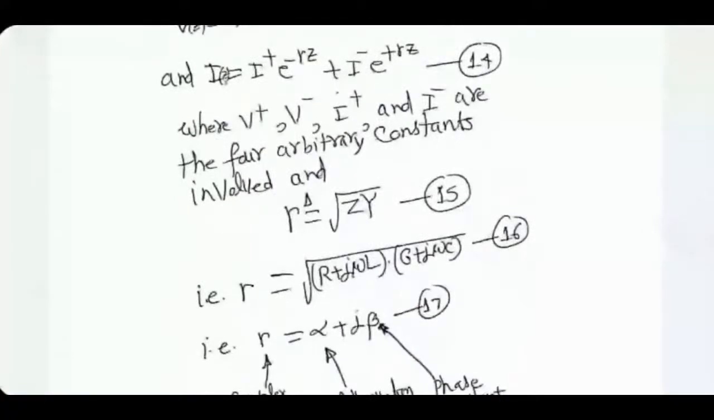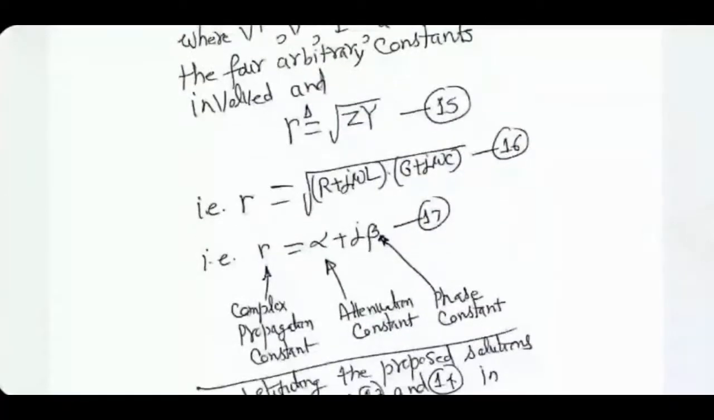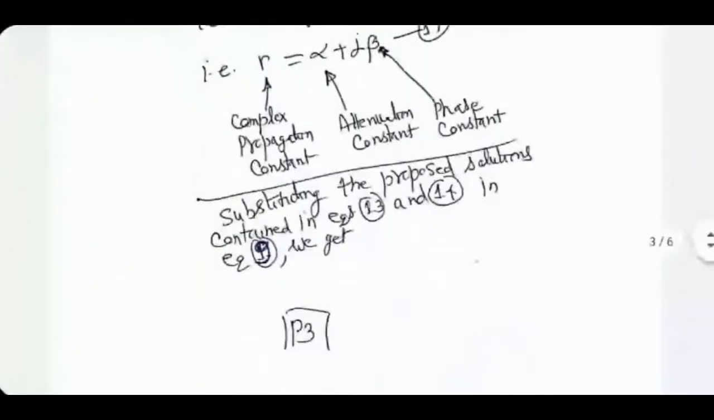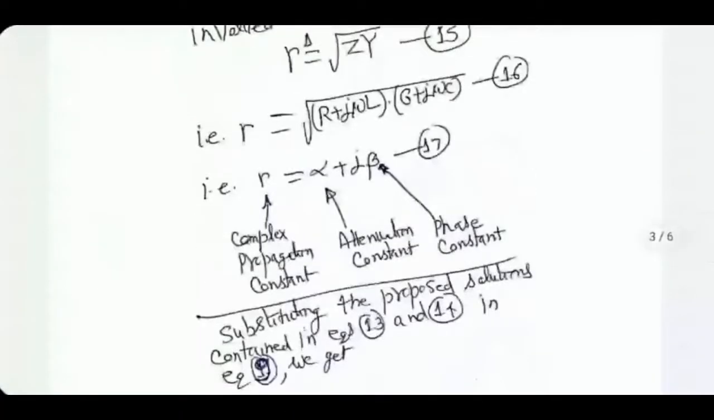Gamma is square root of zy, which is square root of r plus j omega l multiplied by g plus j omega c, right? Gamma will have a real part and an imaginary part. Gamma, I'll explain why, but take it from me right now. Gamma is known as complex propagation constant. Alpha is known as the attenuation constant, and beta is known as phase constant. There's a reason why we call it attenuation constant or phase constant, etc.